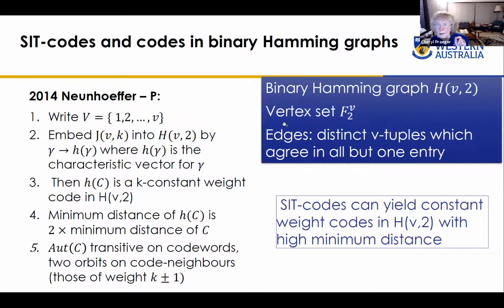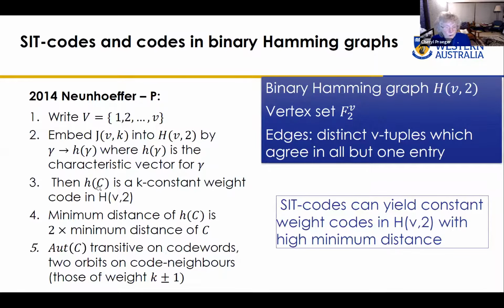So the Hamming graph has vertices being strings of length v of zeros and ones. Distinct v-tuples agreeing in all but one entry are the edges. So we're going to embed our Johnson graph this way. You take your k-set gamma and you associate with it a vertex of the binary Hamming graph that's a v-tuple where you put ones in the positions corresponding to the elements of gamma. So the characteristic vector for gamma. So each of these code words has got k ones.